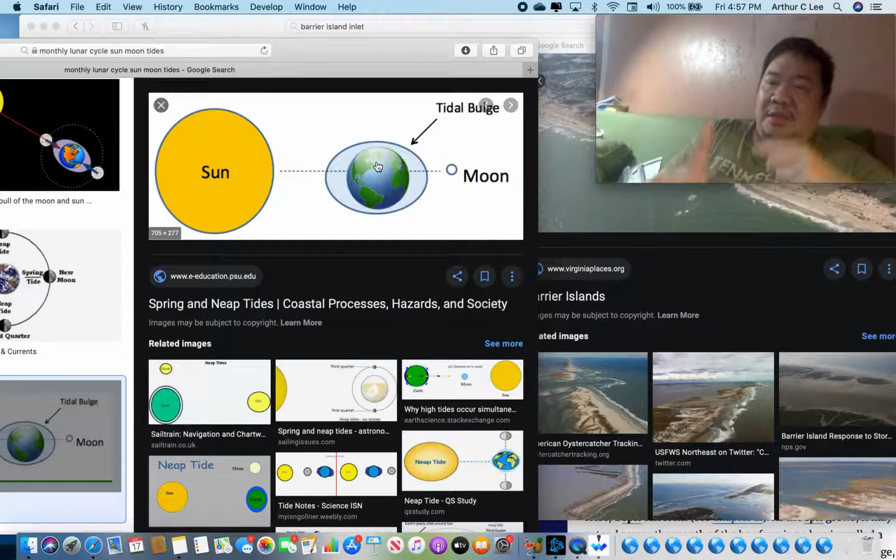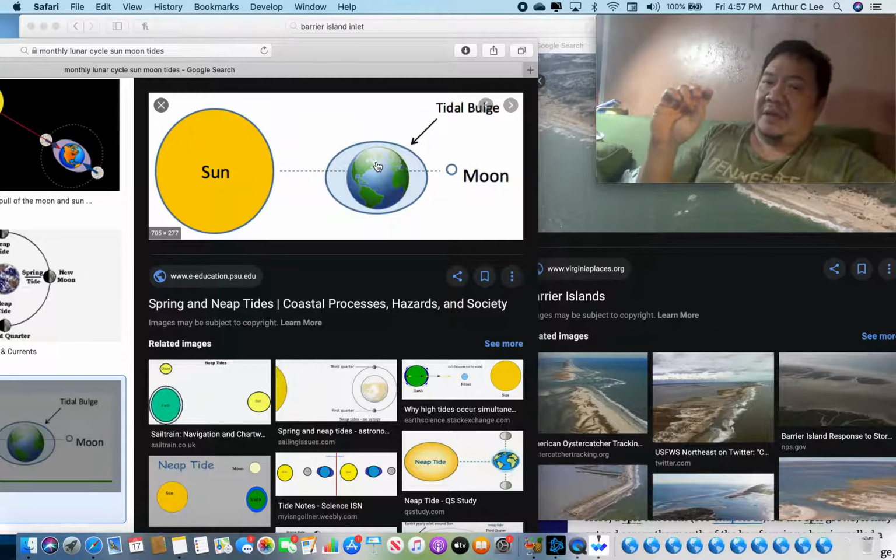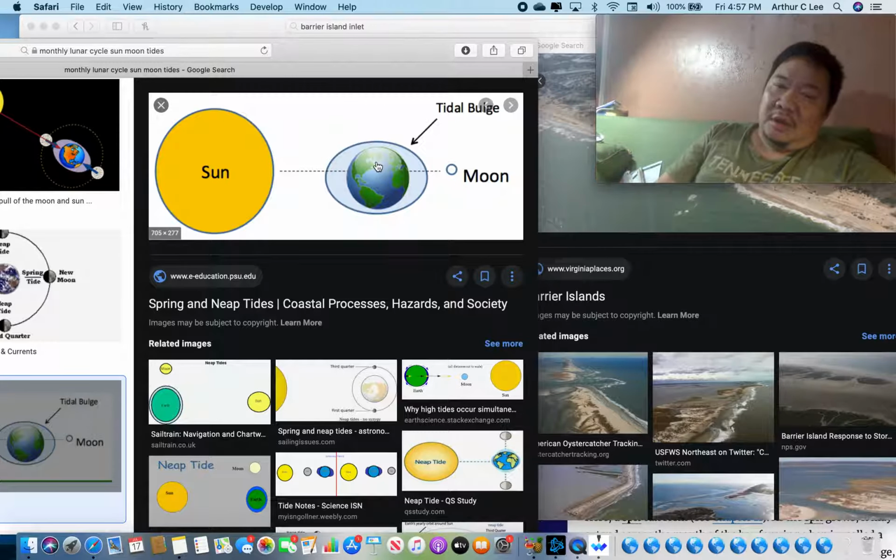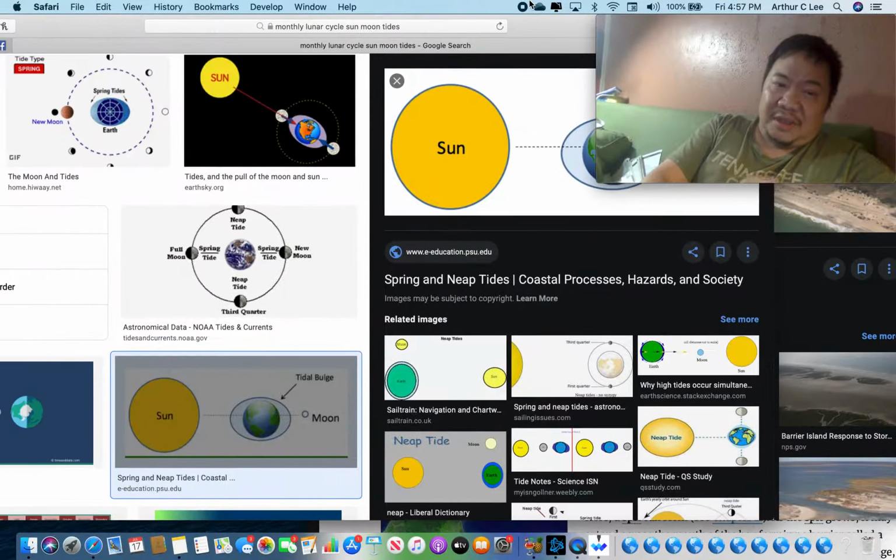The Earth rotates on its axis once every 24 hours. So any location on the planet is going to go through each one of those bulges once a day. And since there's two bulges, you're going to get two high tides and two low tides a day.